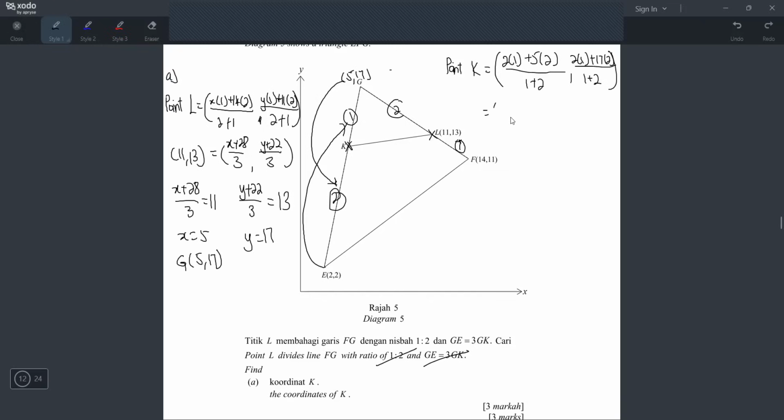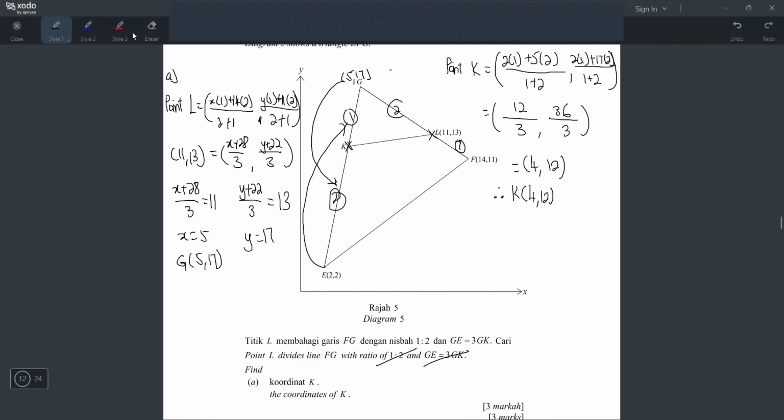Now you can find your point K. 1 plus 2 is 3. This one also, 1 plus 2 is 3. This one, press calculator, you will get 12. Press calculator, you will get 36. And then now you will get 4. This one is 12. So what is your point K? 4, 12. So let's write nicely for them. Point K, 4, 12. So I think if you do like that, you can get 3 marks already.